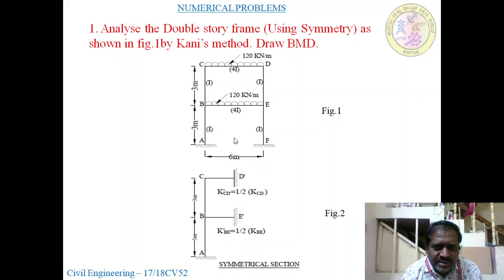So by using symmetry, exactly at the center of the span, we will take a section. Here we have to calculate the stiffness for the symmetrical frames. The K value for BA will be I by L, BC will be the same. The only condition, CD dash, will be half of the original K value, and K BE dash is equal to half of the original K value.